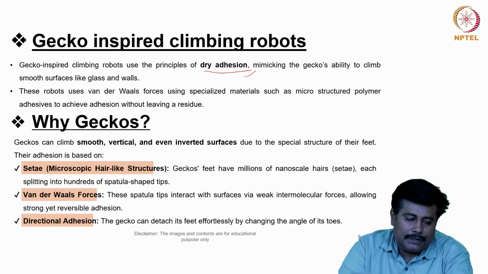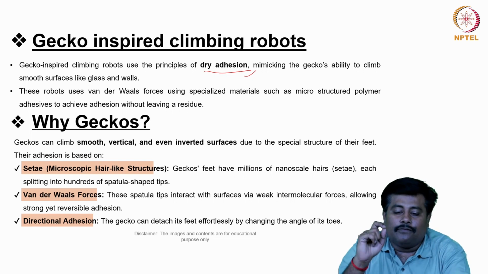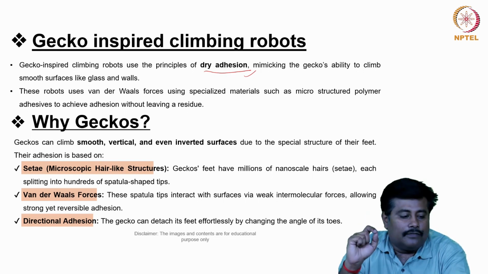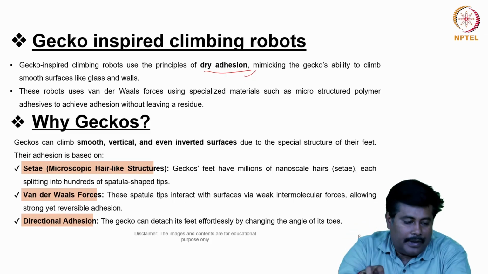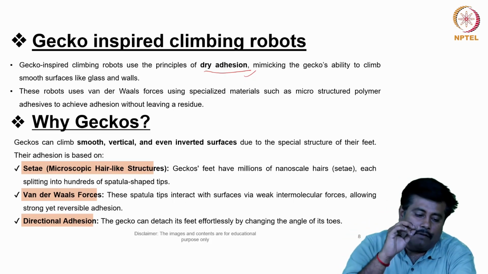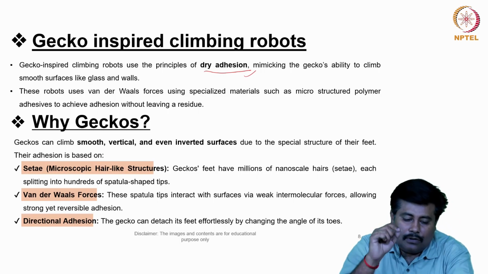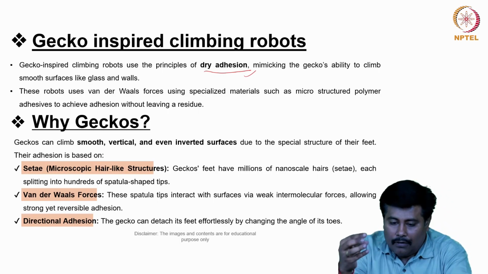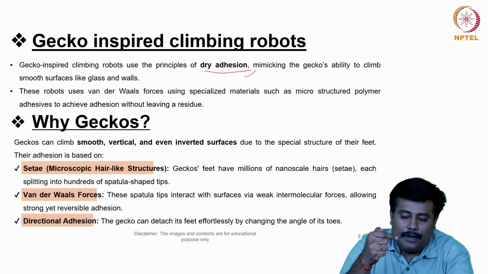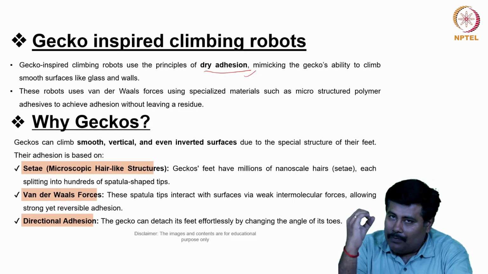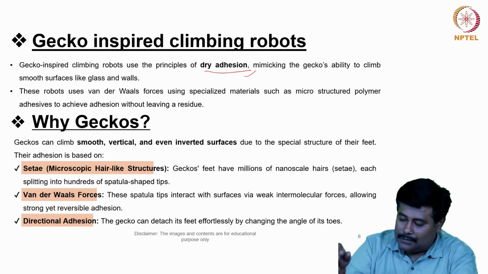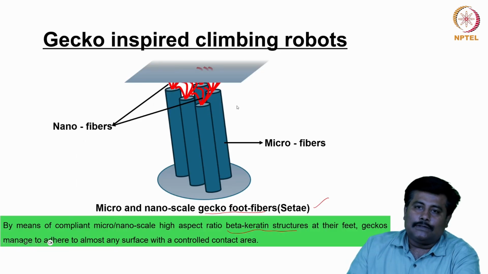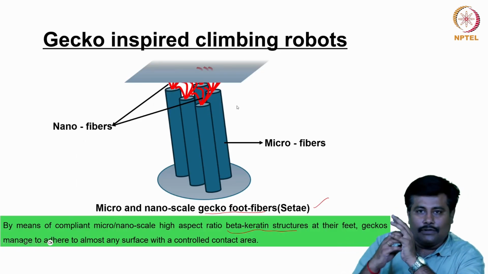Now the question comes, why geckos? Geckos can climb vertical, smooth and even inverted surfaces due to a special structure of their feet, and this adhesion is based on the setae, microscopic hair-like structures. A gecko's feet have millions of nanoscale hairs called setae, each splitting into hundreds of spatula-shaped tips. From the nano scale you have multiple fibrous layers, which take care of the adhesion with the surface.